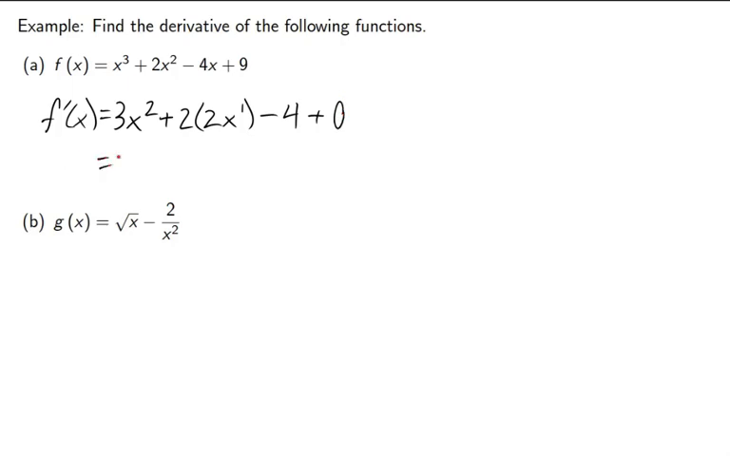With that said, let's just clean up our answer. We get 3x squared plus 4x, don't need the 1 power, minus 4. And that's the derivative of this polynomial function.